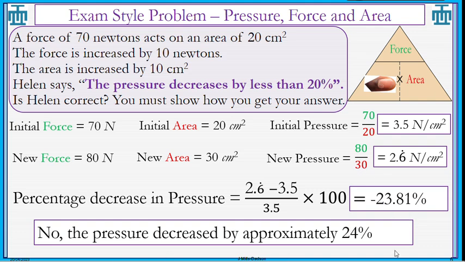Now you realize that 23%, or roughly approximately 24%, is not the same as 20%. So the answer is no. The pressure decreased by approximately 24% and not 20%. A 4% gap is quite wide to compare and say it's the same as 20%.